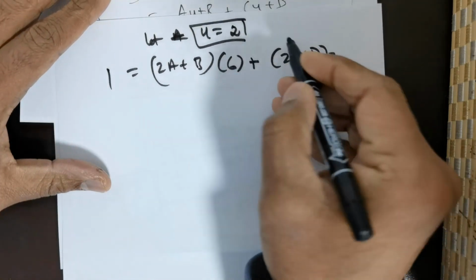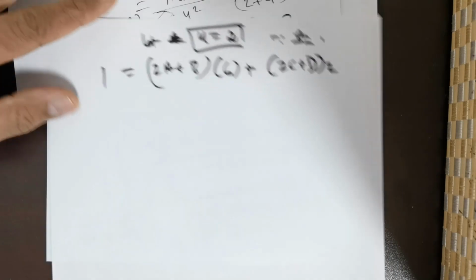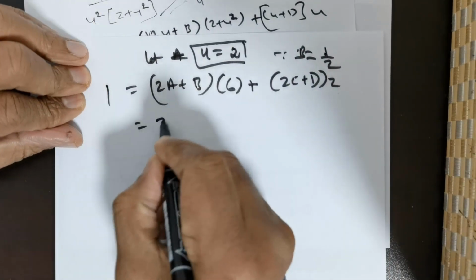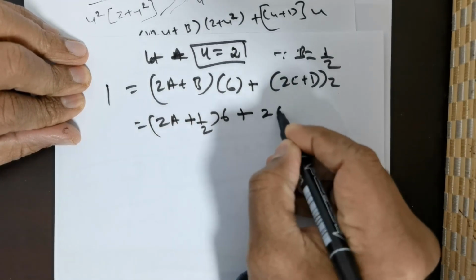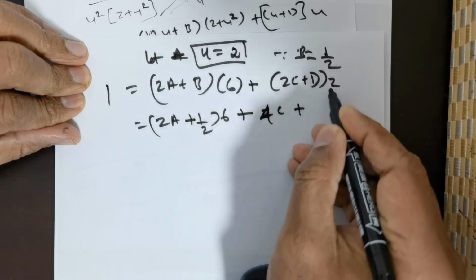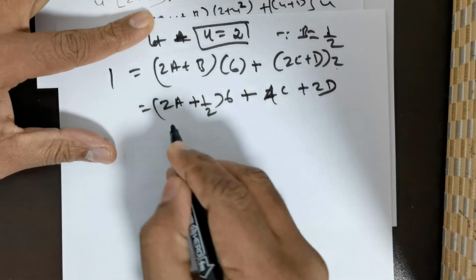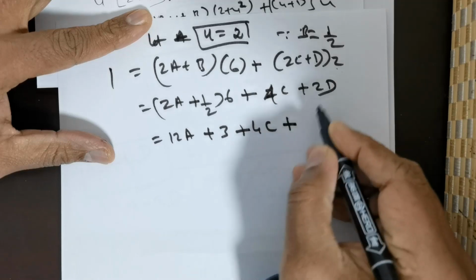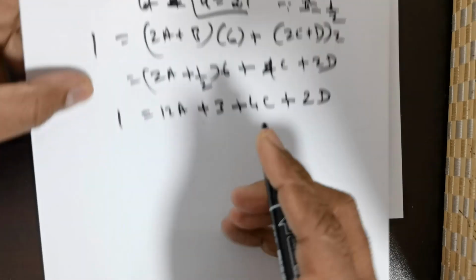Now I know the value of b is 1 over 2, so I can substitute that 1 over 2. So this is equal to 2 times a, 1 over 2 times 6, positive 2 times c. In fact, I can distribute this: 4c positive 2 times d. Now you bring the 6 inside, so you get 12 times a positive 3 positive 4c positive 2 times d is equal to 1.